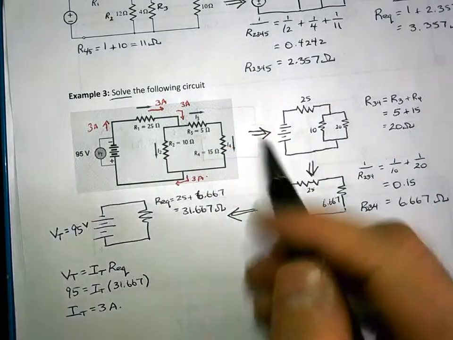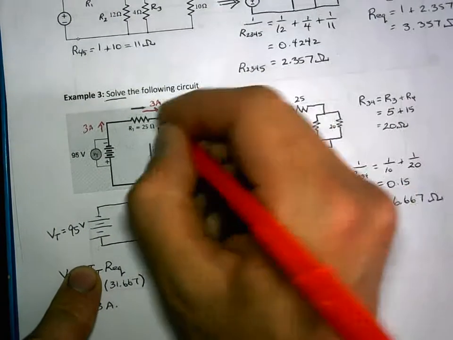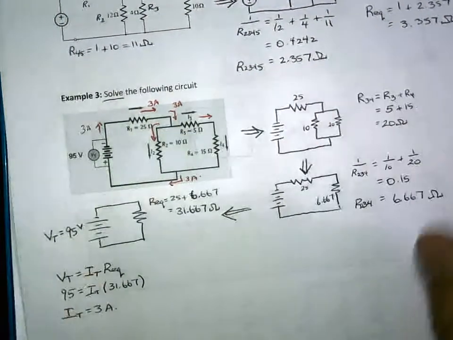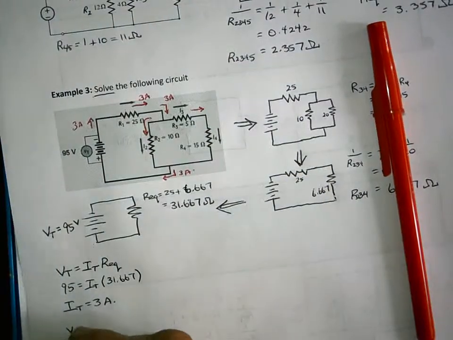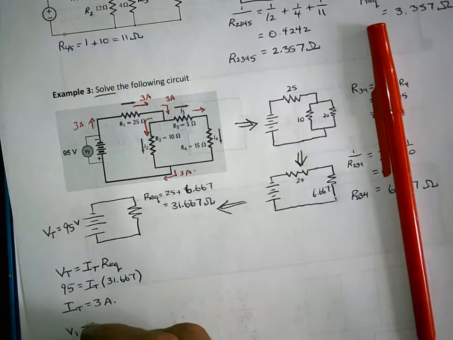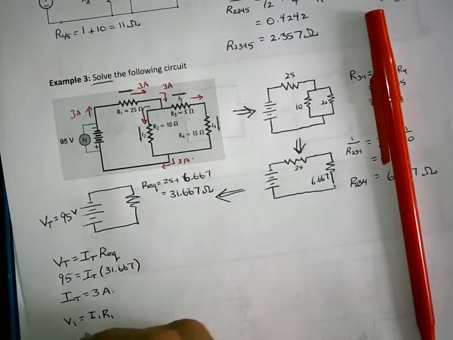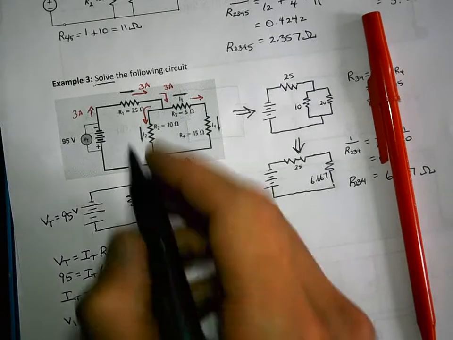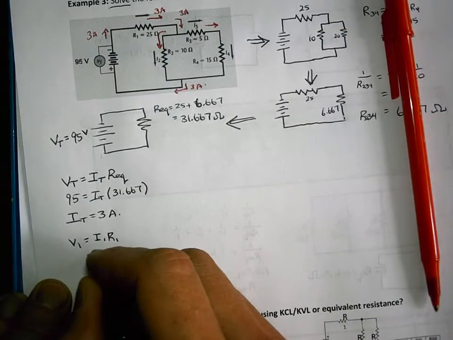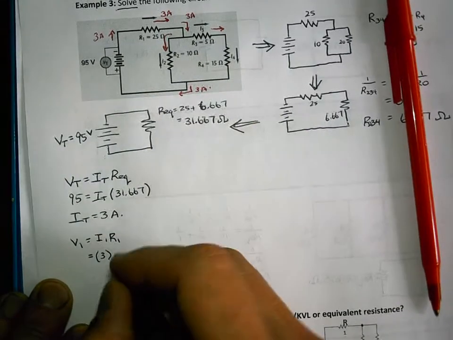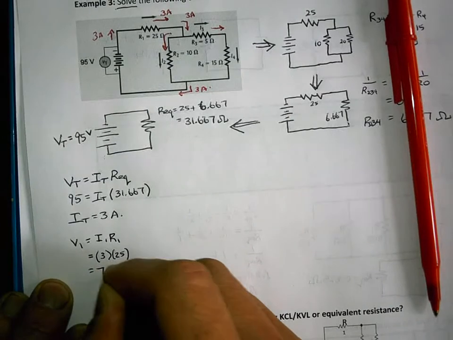So I'm not really sure what happens in here. I know it splits up somehow. I don't know how much goes this way, and I don't know how much goes this way, but I'll figure it out. But I do know this one. I can figure it out, right? So V1 is equal to I1R1. We know that the current here is 3, and the resistance is 25. So this is equal to 75 volts.